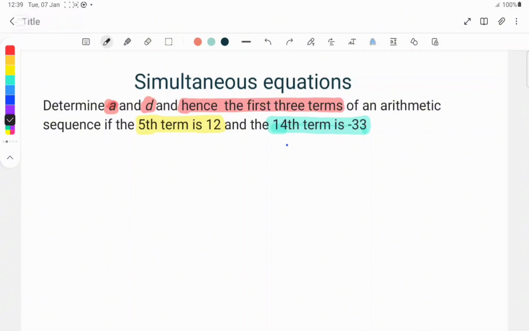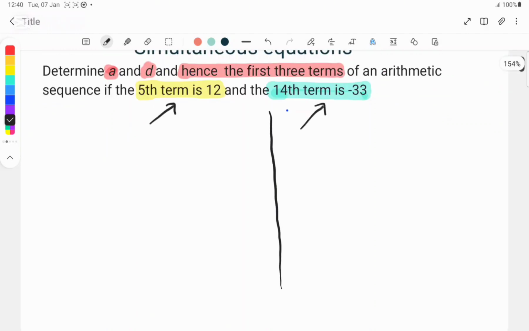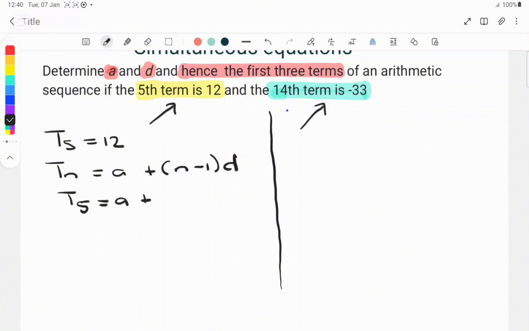So I'm going to use this information and this information to set up two equations for me. I'm going to start by saying T5 is equal to 12. Then I write the general term down from my formula page, and wherever there's an n, I'm going to replace it with 5. So T5 is equal to A plus 5 minus 1 D.